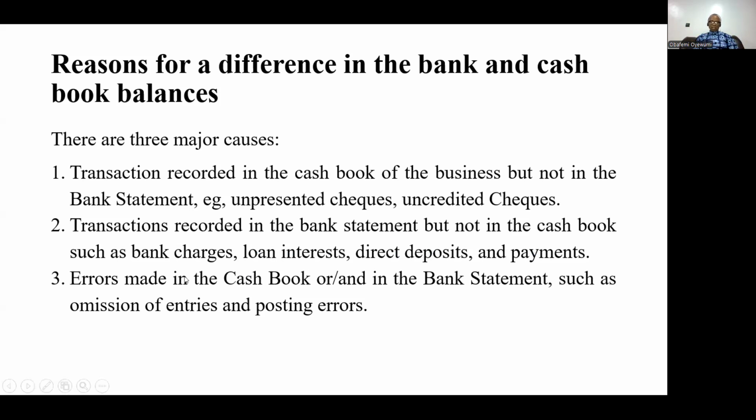So the third reason is errors made in the cash book or in the bank statement. It's possible for some omissions or posting errors to have been made, either by the bank or even by ourselves. So we have errors that your checking or reconciliation will reveal. These are the reasons why we have a difference between the bank statement balance and the cash book balance. Three major reasons.